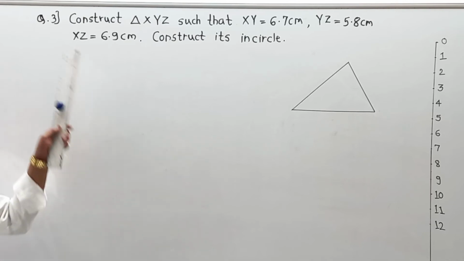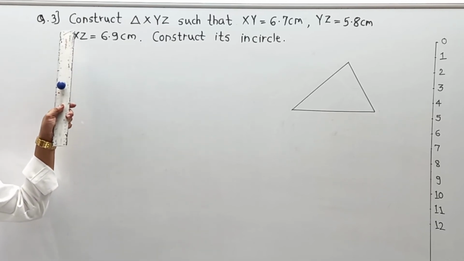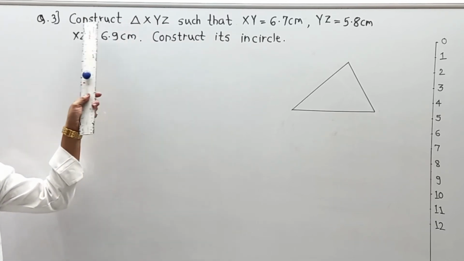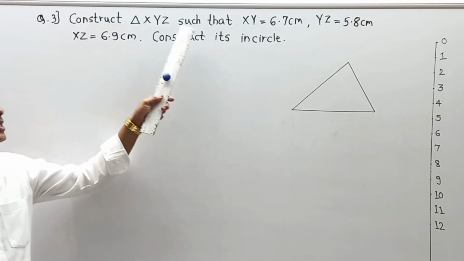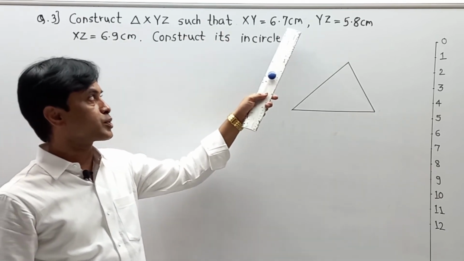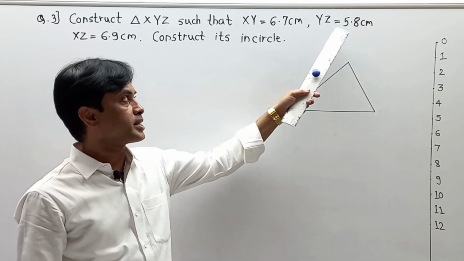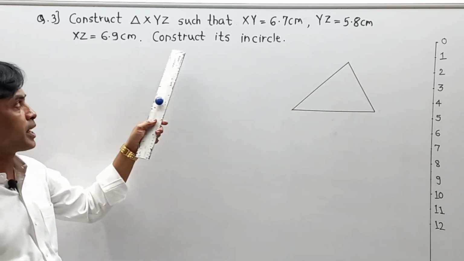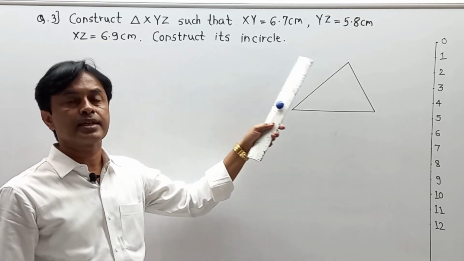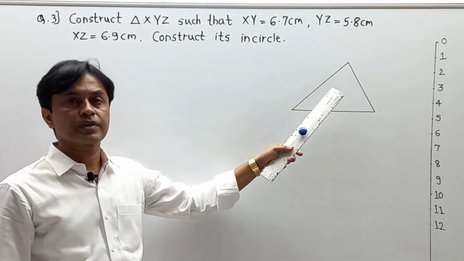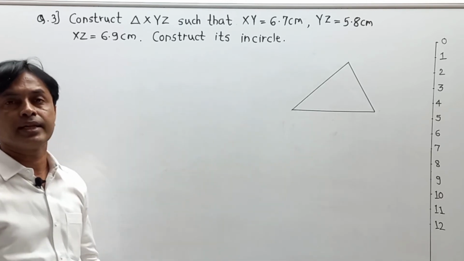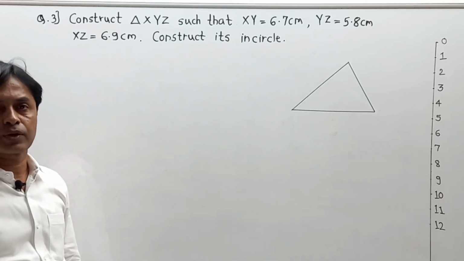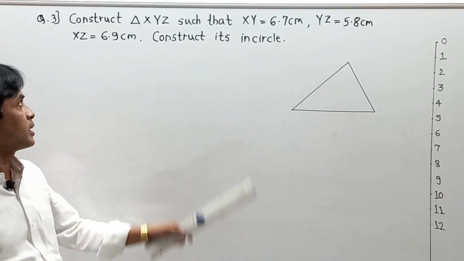Now we are going to start question number 3. Construct triangle XYZ such that XY is 6.7 centimeter, YZ is 5.8 centimeter, and XZ is 6.9 centimeter. Construct its incircle. First of all we have to draw a triangle and then its incircle. Now we have done a lot of practice, so I am directly coming into the answer part.